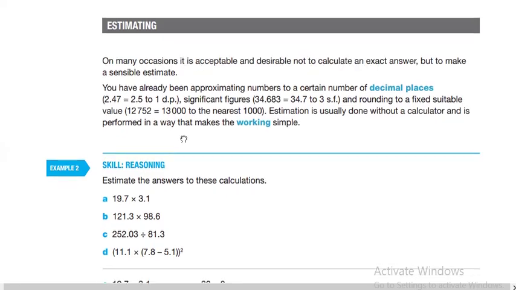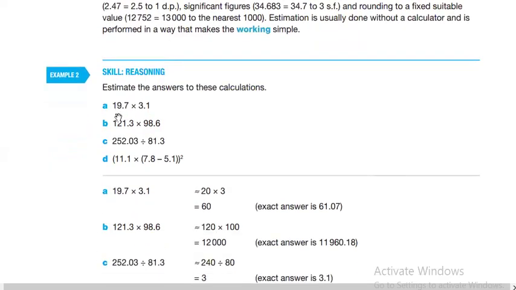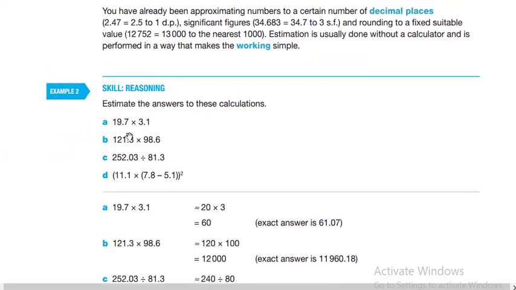For example, if I have a question like this, 19.7 times 3.1, and they tell me to estimate the answer to these calculations, it means I'm going to say that the 19.7 is a 20 and the 3.1 is a 3. And this will make it easier for me to calculate. So 20 times 3 is going to be 60. So the estimating answer will be 60.